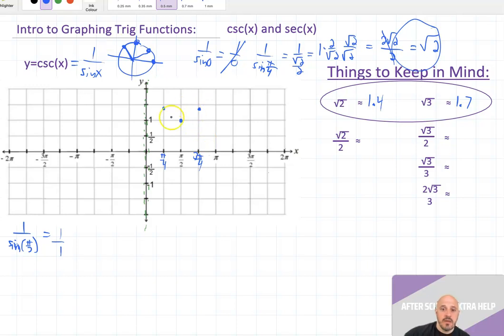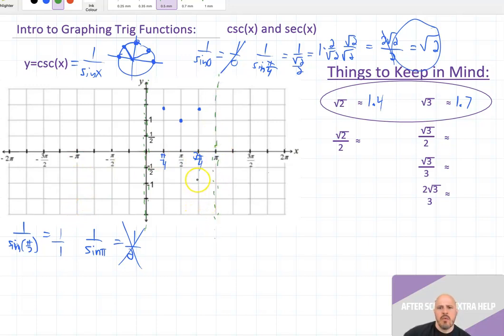Okay, let's put in pi. All right, sine of pi. So let's see, what's 1 over the sine of pi? Well, I get 1 over, what's the y value there? 0. Uh-oh, bad. That's another asymptote, right? So I have a vertical asymptote at pi.